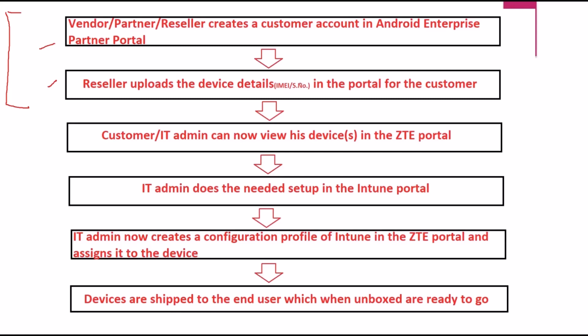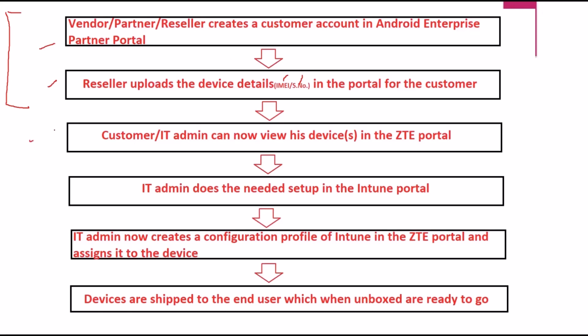So if it's a Wi-Fi only device, then it will only have a serial number. If it has cellular connectivity, if you can put in a SIM, then there will be an IMEI. You don't need to put in a SIM. If that functionality is there, then the device will have an IMEI number. So these two steps are followed by the partner or reseller.